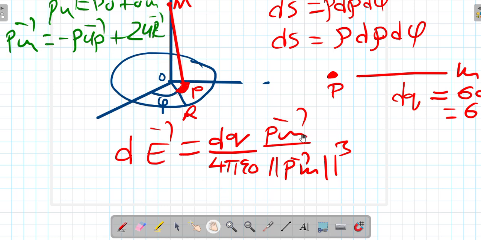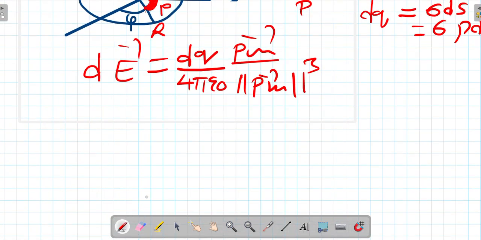Then here, if this PM has two components, the component which has rho you ignore, because we've established by symmetry that the electrostatic field of a disk is dependent on only one variable, which is z. So for PM, I'm going to ignore this part of PM.